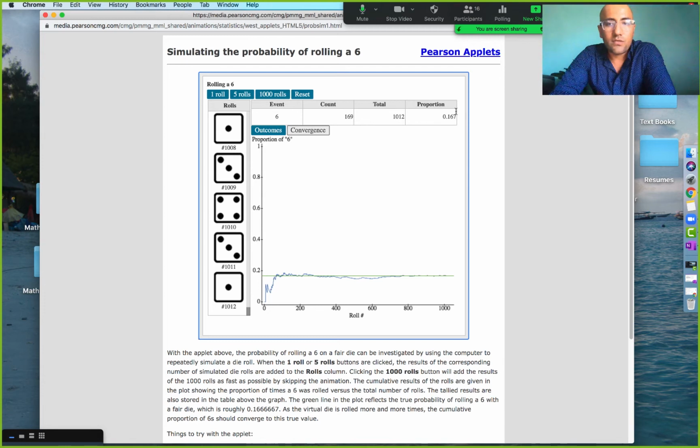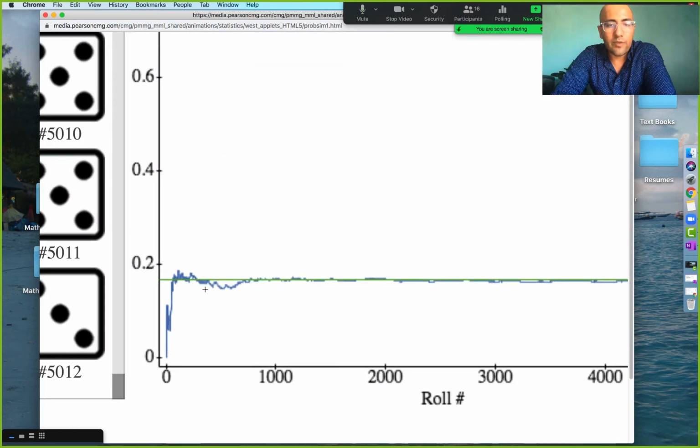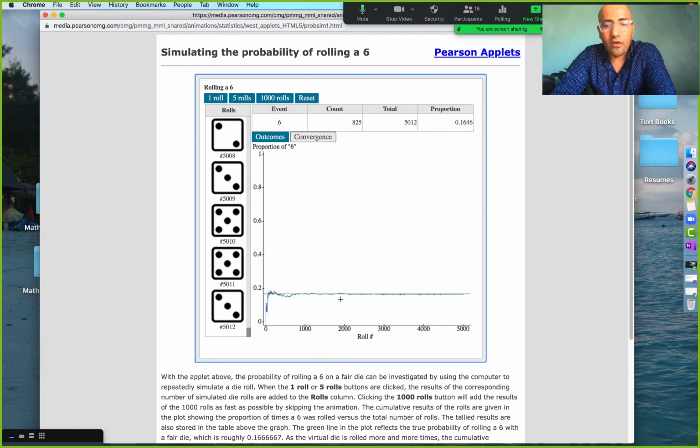So this is really right on the money on what it's supposed to be, right? Long term, yeah, in the long term, look, it's really close to what it's supposed to be. It's supposed to be 0.166666, and it's really close to that. This green line shows you where it's supposed to be. If we keep track of it, sometimes that proportion went above it, sometimes below it, sometimes right on it. But eventually, in the long run, it gets really close to it.